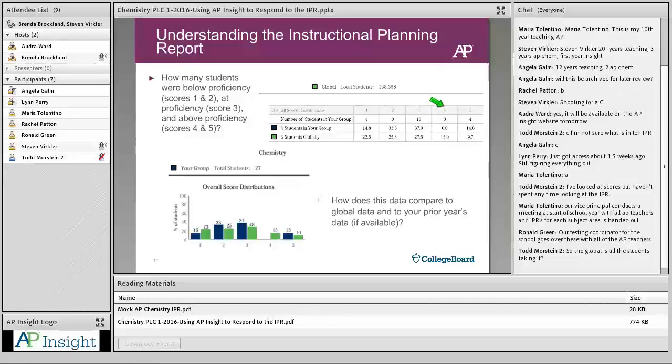Now, if you've kept all of your previous IPRs, you'd be able to make comparisons for yourself and see if you as a teacher are in fact improving. And these global scores really are, Todd, going to be for all the students who have taken that particular exam, so that you can make a great comparison for yourself versus the rest of the nation, and even some of those schools that are taking it internationally.